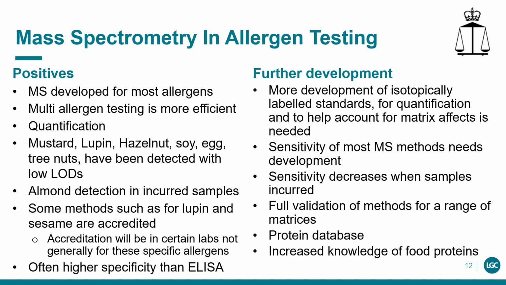Aside from the development of mass spectrometric methods, availability of an open-source protein database, along with an increased knowledge of food-related proteins, would be beneficial when developing new MS methods, particularly as the selection of target peptide or target peptides may affect assay sensitivity. For example, the peanut allergenic protein, Ara h 2, is a good choice of target for processed samples due to its thermal stability compared with other allergenic peanut proteins.